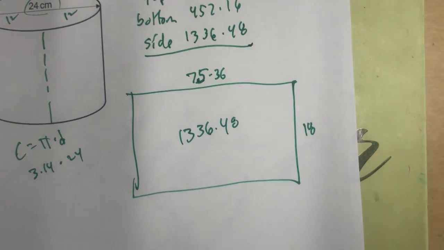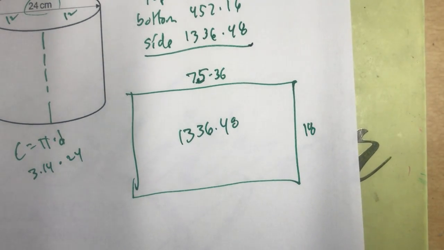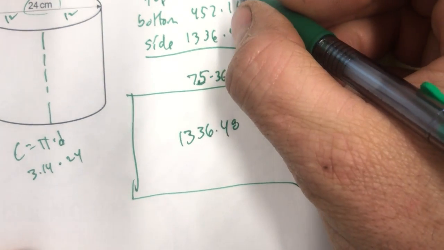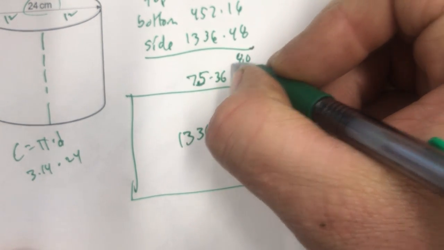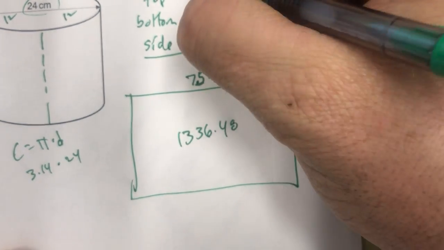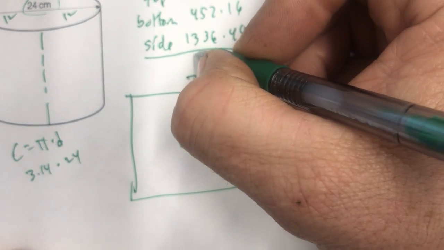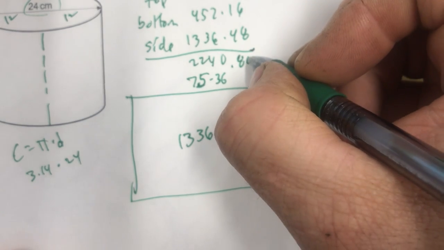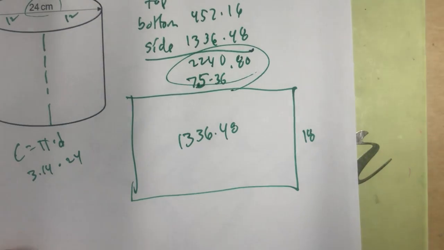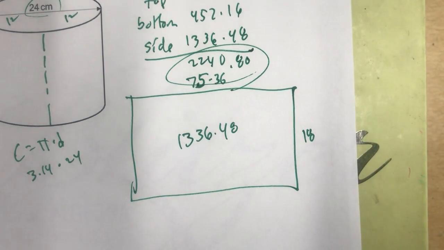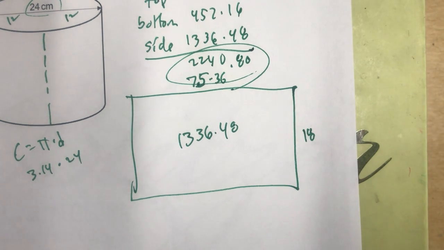And there you go, add these all up. So 2240.80. That's the total surface area. So this is surface area.